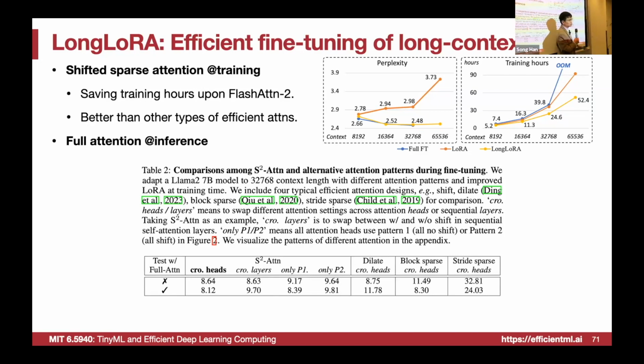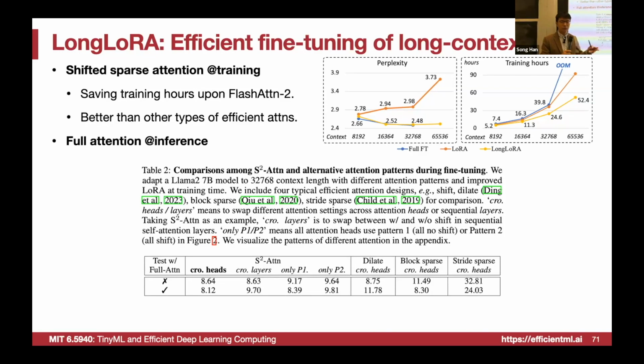In this case, it's showing the training hours. The blue one is fine-tuning the full model. We can stop here because after 32K it is out of memory. And this orange line is the LoRA. But this is our approach, the LongLoRA, which can reduce the training time from 90 hours to 52 hours.